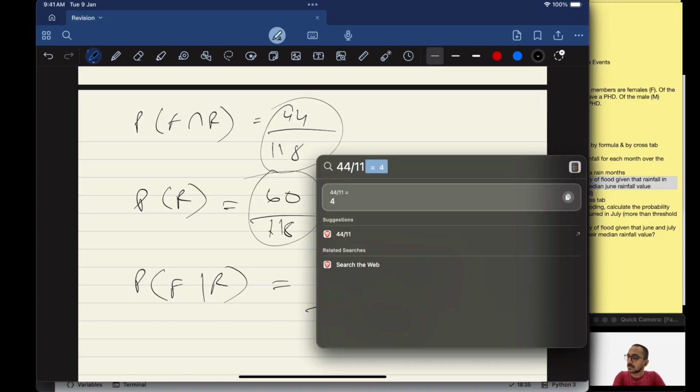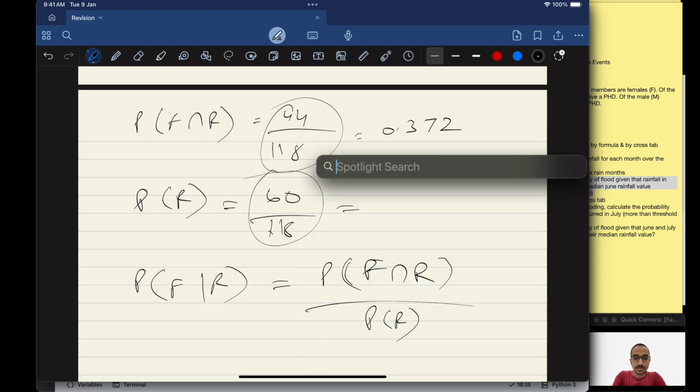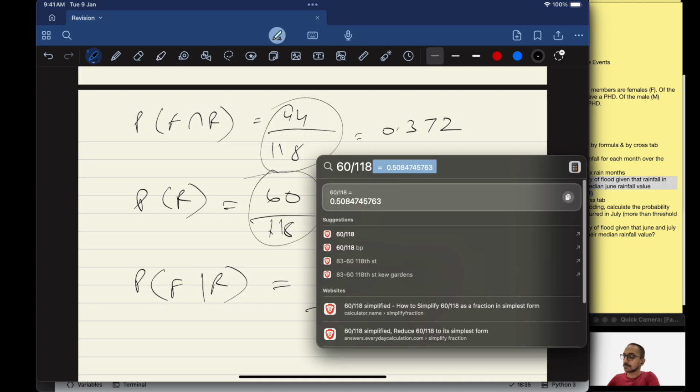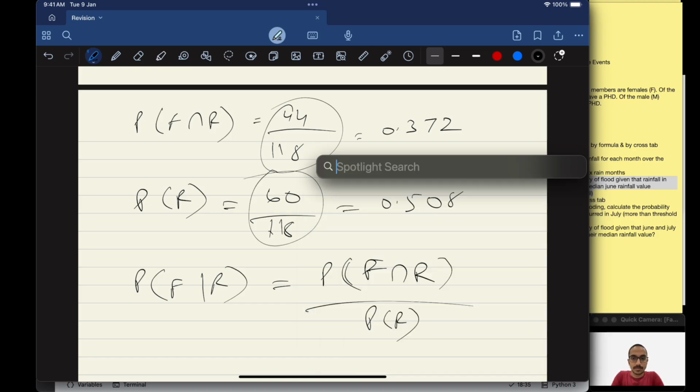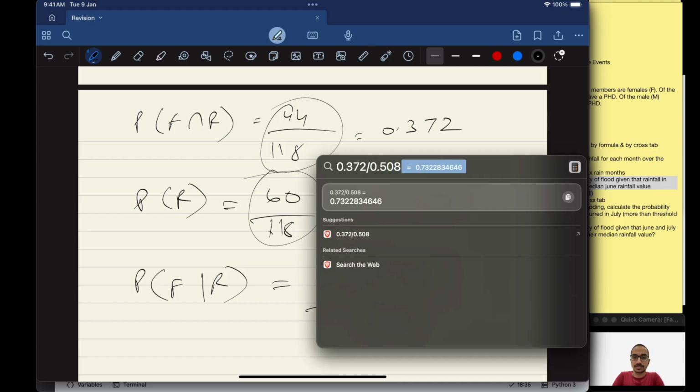44 out of 118, 0.372, and this one is 60 over 118, that would be 0.508. Now we just have to divide both of them, which is 0.372 over 0.508, which is 0.732.